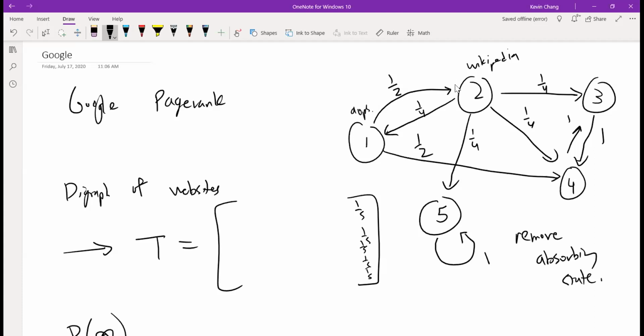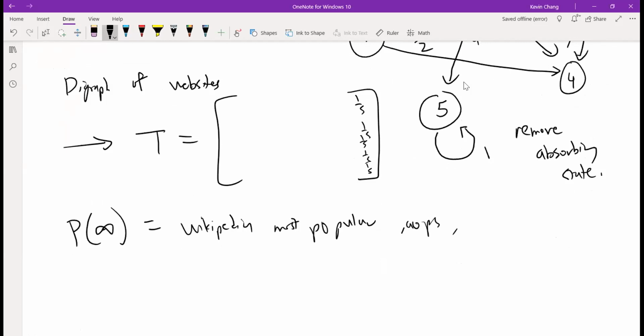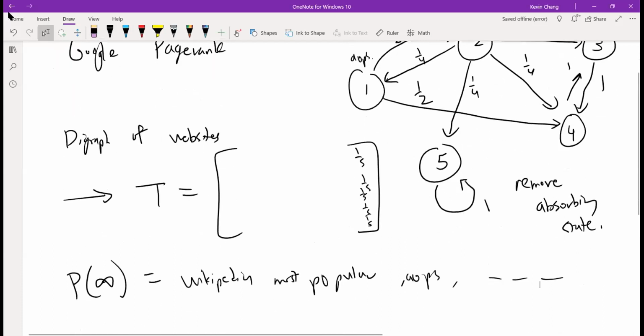And by removing the absorbing state on 5, boom, there's no more absorbing states. We can use the methods we talked about earlier and instantly calculate the probabilities that web surfers are on certain pages. So maybe Wikipedia is the most popular for this search, followed by maybe the highest probability on AOPS, and then some other websites. Google would look at this and say, okay, let's list Wikipedia first, then AOPS, then the other websites. And that's how Google would page rank all of these different websites. So that's a pretty neat trick using Markov chains.